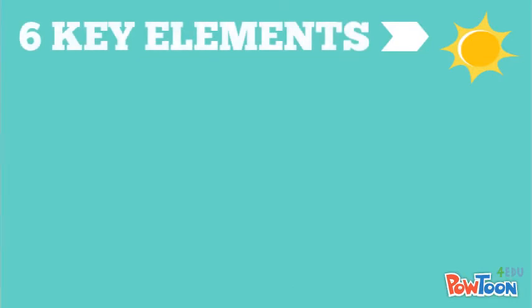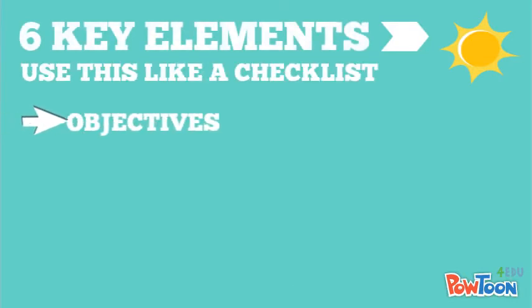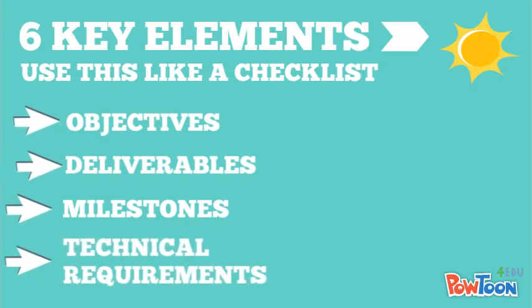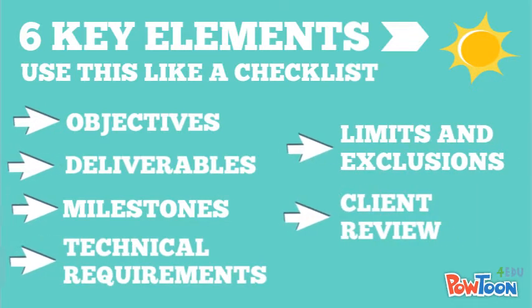Moving on to the 6 elements. These are the objective, deliverables, milestones, technical requirements, limits and exclusions, and client reviews. Some of these will be easy because they were already defined during the feasibility stage and in the project charter. Let's look at each in turn and do a worked example as we move through them.